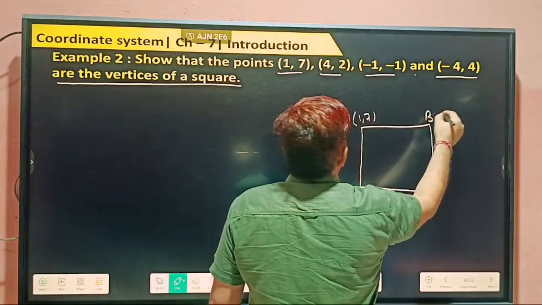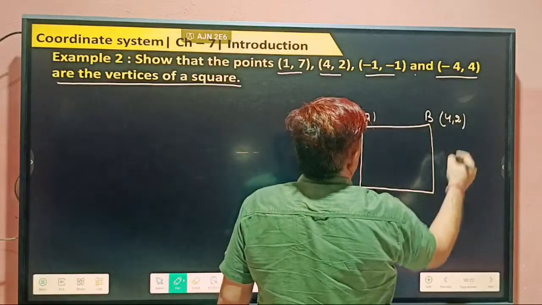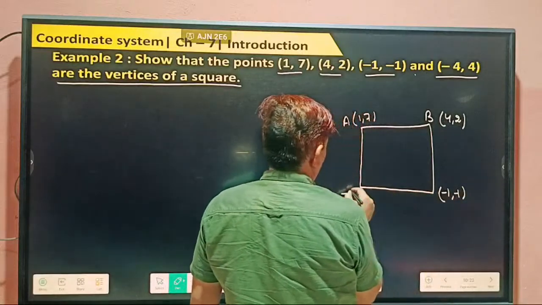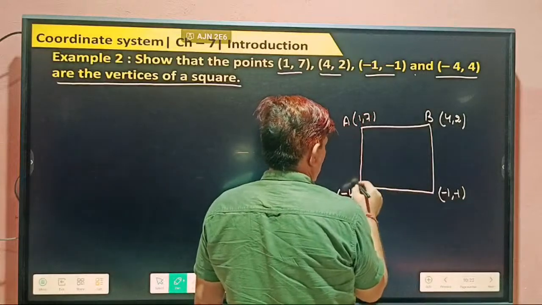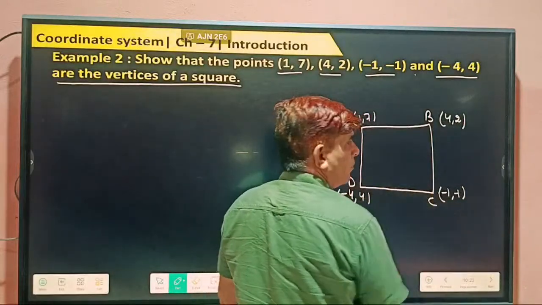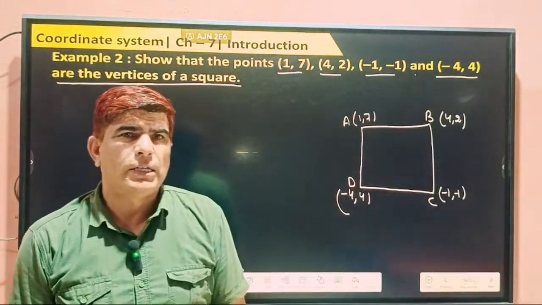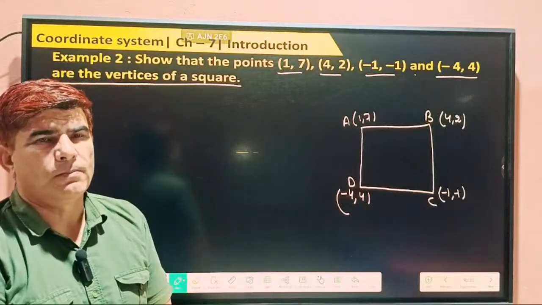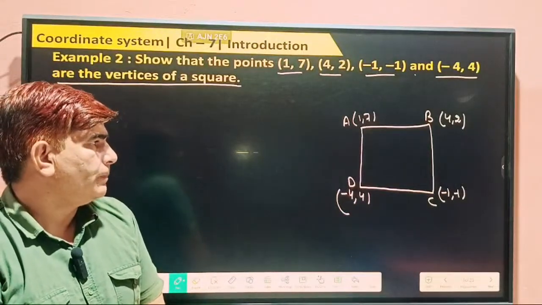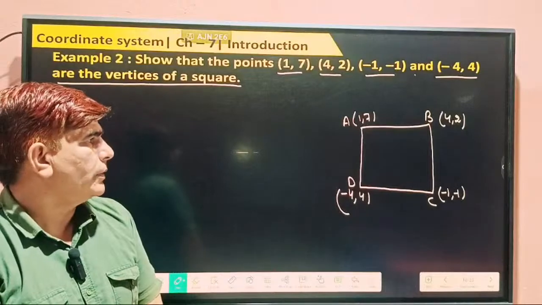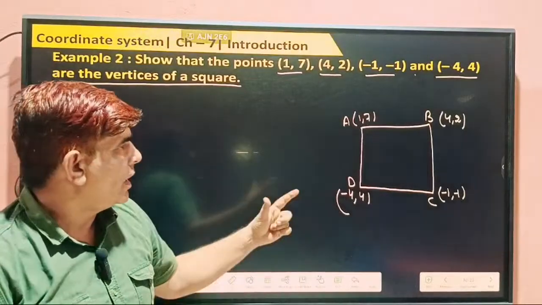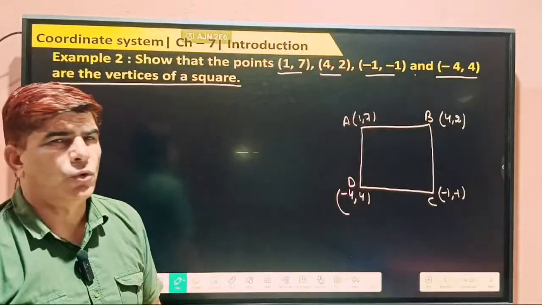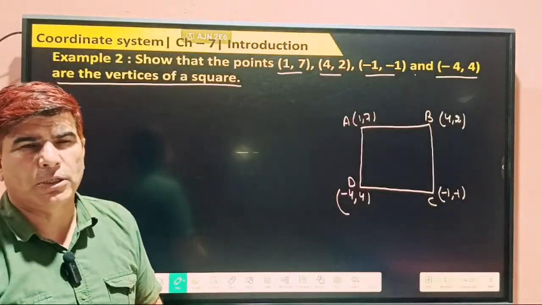A we have taken with coordinates 1 and 7, B we have taken 4, 2, C we have taken minus 1, minus 2... and D minus 4, 4. So this point is named D, this is C. So we have to prove it is a square. Two methods we have by which we can prove. One method is this: we can prove AB equal to BC equal to CD equal to DA. So either it is a square or it is a rhombus.